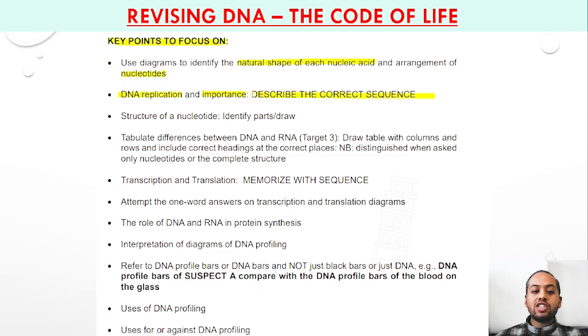Describing the correct sequence, you need to be able to describe the process of DNA replication. The structure of a nucleotide, you need to be able to draw the structure of a nucleotide and identify the different parts, namely the phosphate group, the sugar, as well as the nitrogenous base. You need to be able to tabulate the differences between DNA and RNA, drawing the table with columns and rows and include correct headings at the correct places.